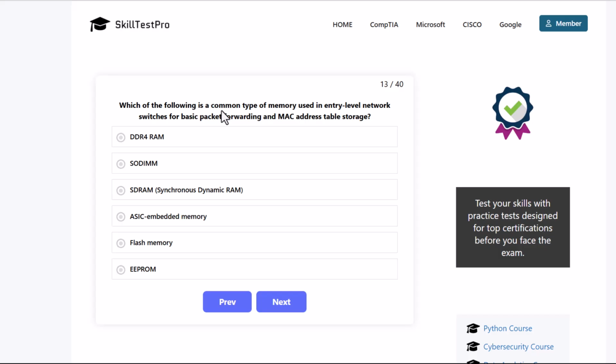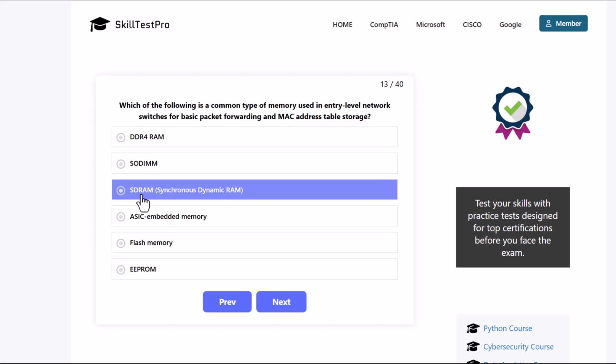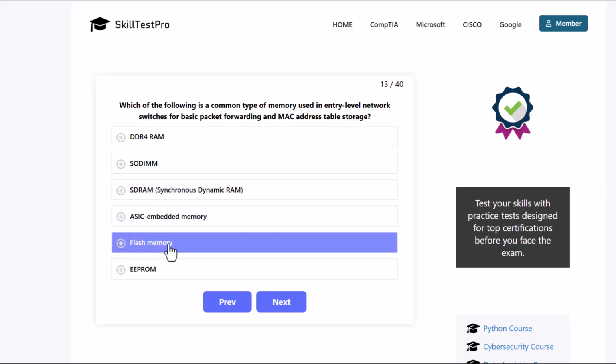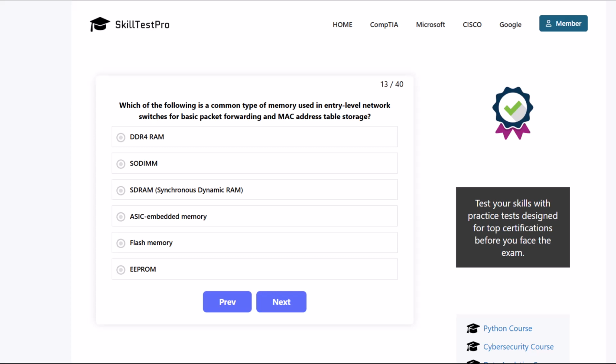Next question. Which of the following is a common type of memory used in entry-level network switches for basic packet forwarding and MAC address table storage? DDR4 RAM, SODIMM, SDRAM, ASIC embedded memory, flash memory, or EEPROM? So which one is the correct answer here?